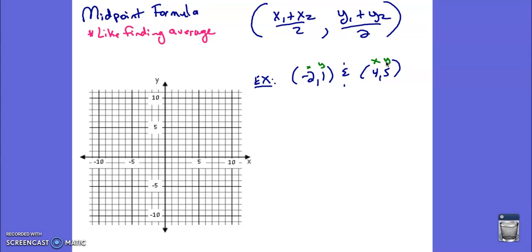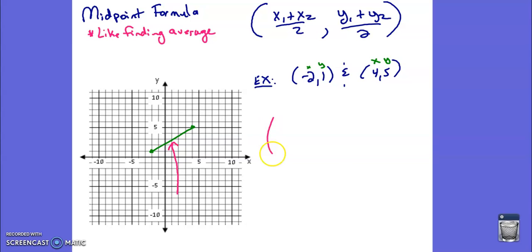So here in this illustration, if I wanted to graph it, -2, 1 is right here. And then 4, 5 is right here. And that's my segment. And what I'm trying to find is the middle point, somewhere in here. Now, just by looking at it, it looks like 1, 3. That's what it looks like, just by looking at it. But I highly encourage you, graph paper is nice, but you should get an answer somewhere right around 1, 3.